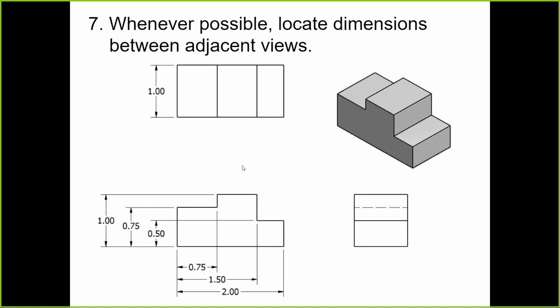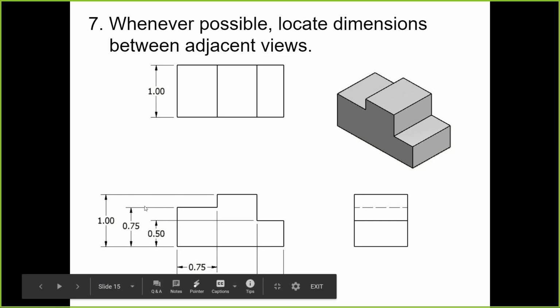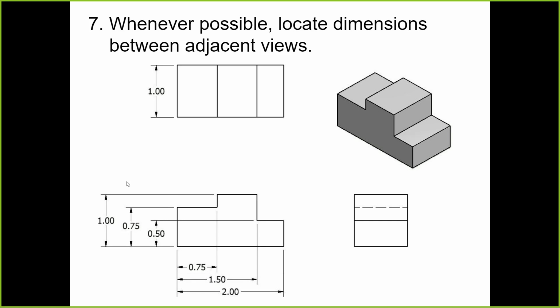Rule number 7. Whenever possible, locate dimensions between adjacent views. So do you guys see these dimensions right here, over here on the outside? Is that between adjacent views? For example, is it right here or is it right here? So if it's possible, put the numbers here and put the numbers here. Do not put them outside if you can.